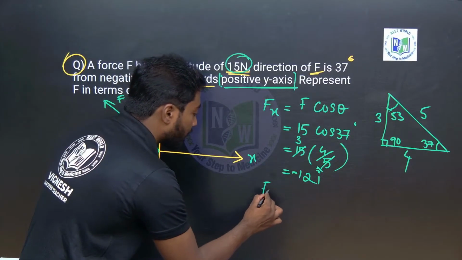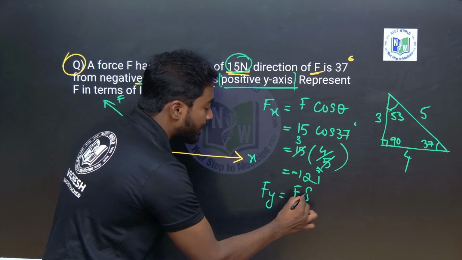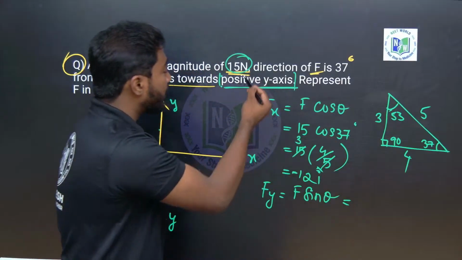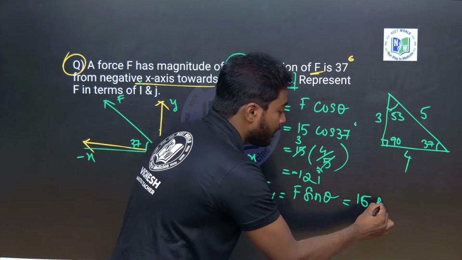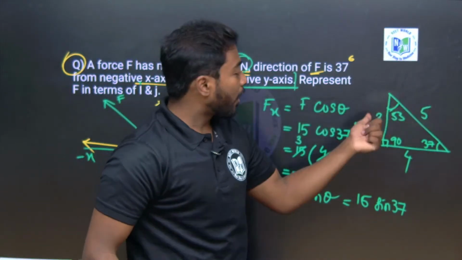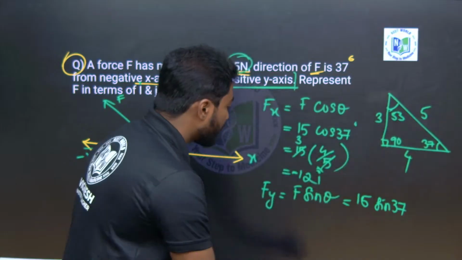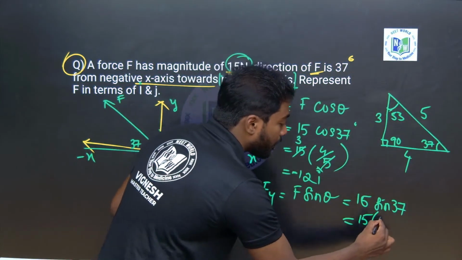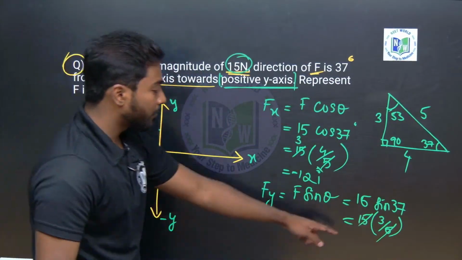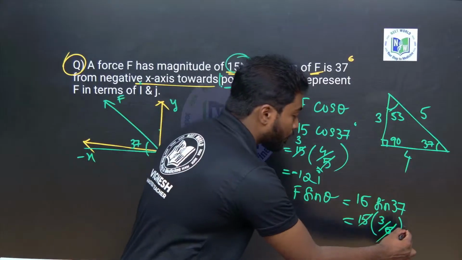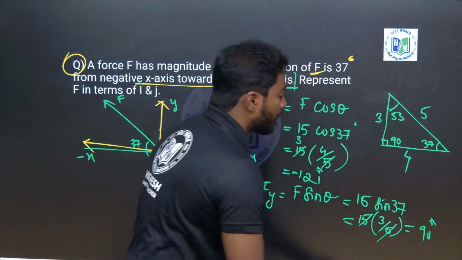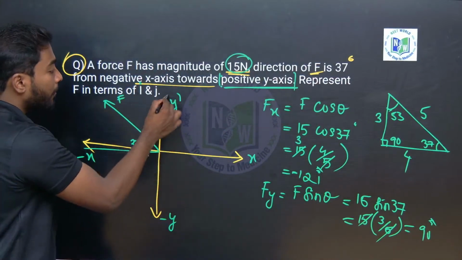Now Fy will be equal to F sin theta, right? What is F here? It is 15 Newton again. So 15 sin 37. What is sin 37? Opposite by hypotenuse, right? Opposite is 3, hypotenuse is 5. So 15 into 3 by 5. 5 3s are 15, so it gets cancelled. So 3 3s are 9. So it is 9 j cap. It is positive, it is in the positive y axis.